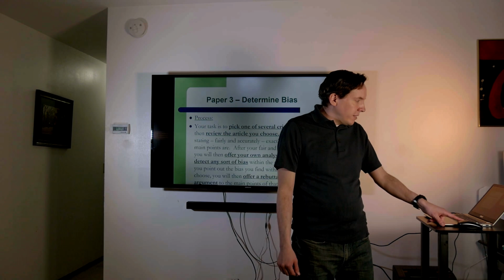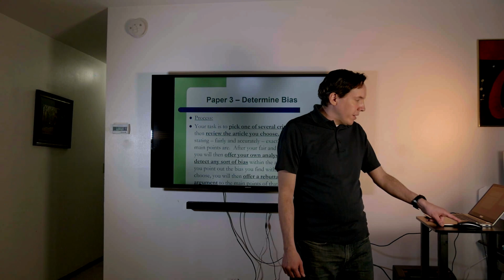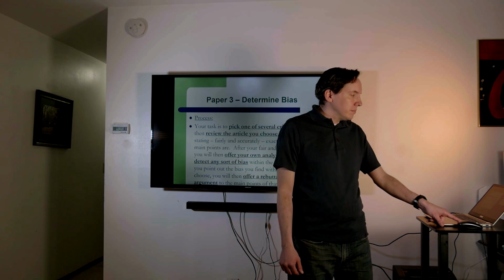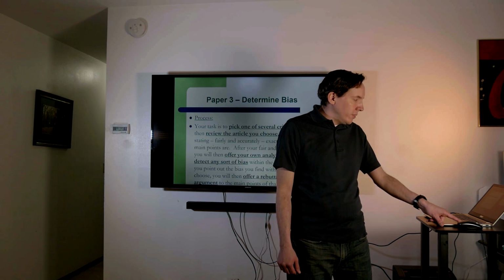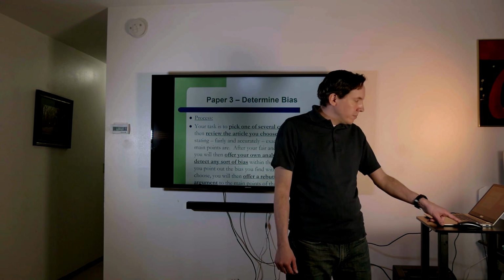Your process for that task is to pick one of several critical articles and then review the article you chose. You'll begin by stating fairly and accurately exactly what the article's main points are. After your fair and accurate review, you'll then offer your own analysis as to where you detect any sort of bias within the article. Finally, after you point out the bias you find within the article you chose, you'll then offer a rebuttal or counter argument to the main points of that particular article.